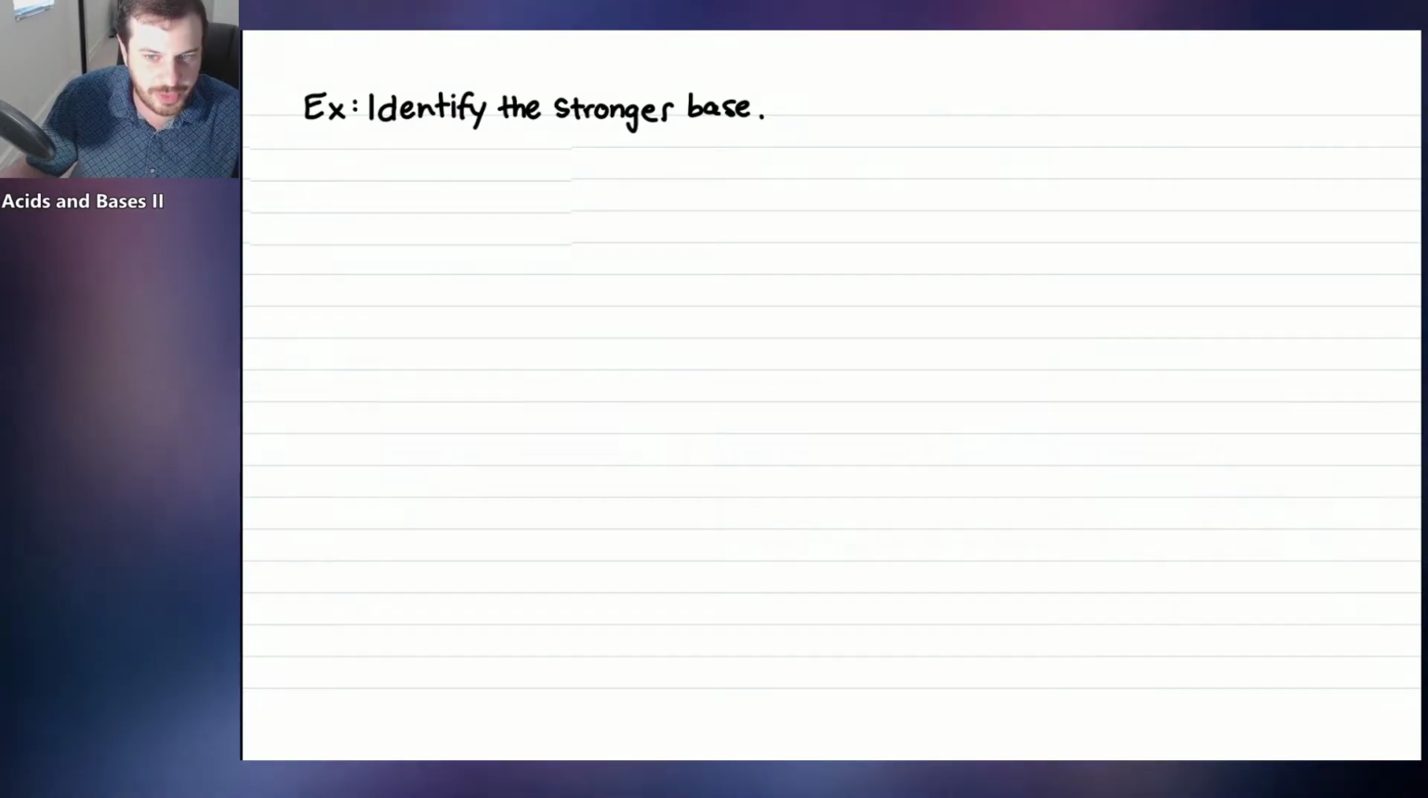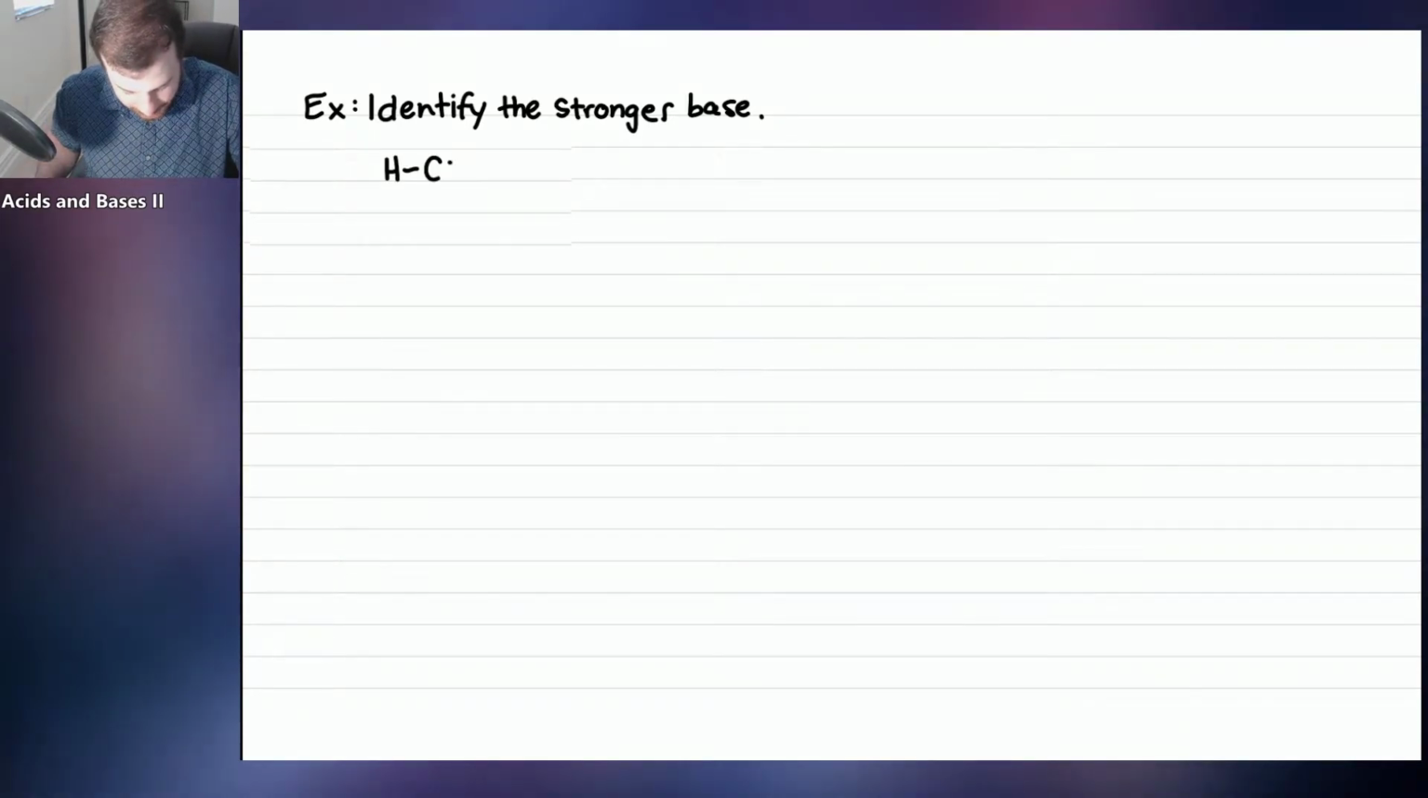Well, it turns out that we are going to turn our bases into acids, and that's kind of what we did last time. So let's do an example. This type of problem shows up on exams all the time. It says, example, identify the stronger base in each pair. So I'm going to give you a couple molecules and you may have to choose the strongest base. This is kind of a review from the last lecture.